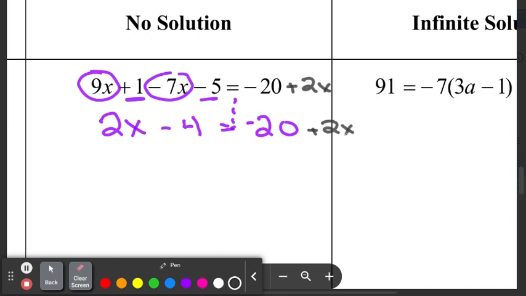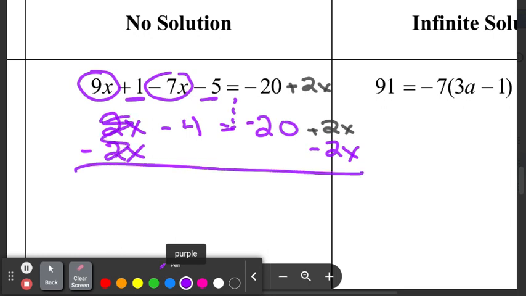So now when I'm solving my equation, first I'm going to take my 2x and move it over. Minus 2x on both sides. So what happens is when I simplify everything, the 2x goes away here. And I have negative 4. And then negative 20, I'm going to bring that down. And then the 2x goes away here.